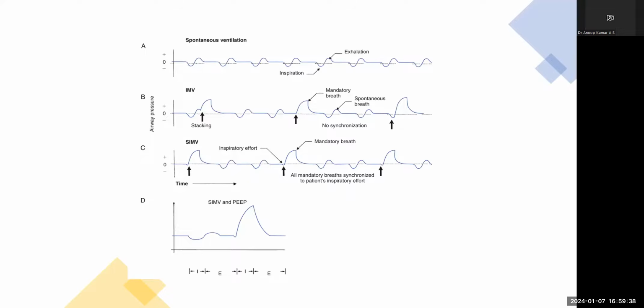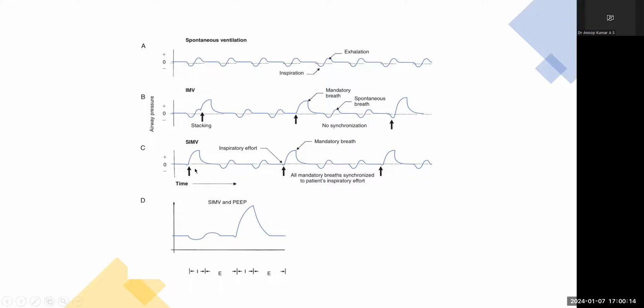Now coming to summarizing the topic. So we have the spontaneous ventilation. In the spontaneous ventilation, we have inspiration and expiration, so an inspiratory part and an expiratory part. Then in an IMV, sometimes you can have air stacking, etc. These are the mandatory breaths. So in between the spontaneous breaths, sometimes the machine will give a mandatory breath, and both will coincide, and that can cause ventilator patient asynchrony. That is why we are not using that.